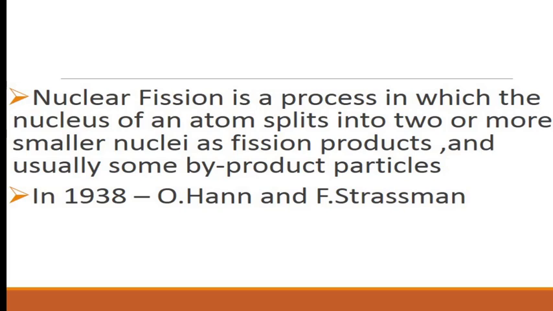found out by O. Hahn and F. Strassmann in 1938, in which they found out that when uranium was bombarded with neutrons, lighter nuclei are formed along with the emission of neutrons.